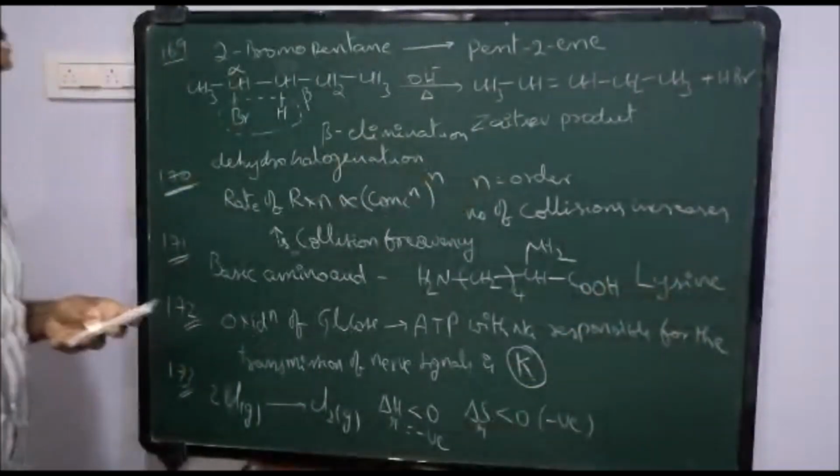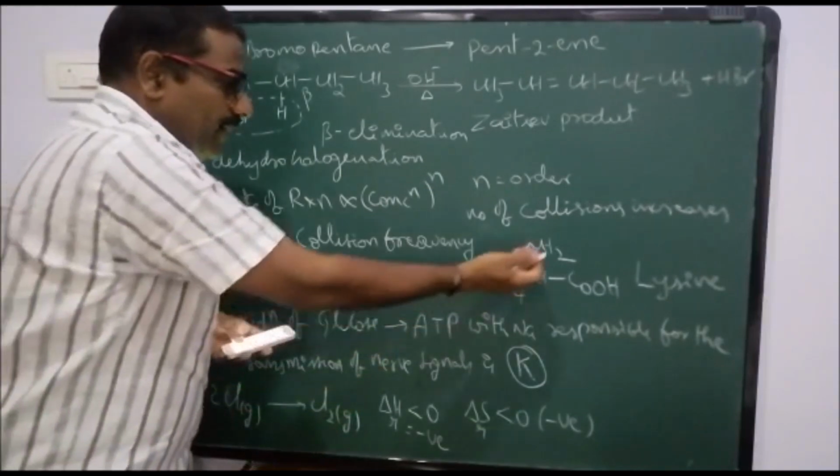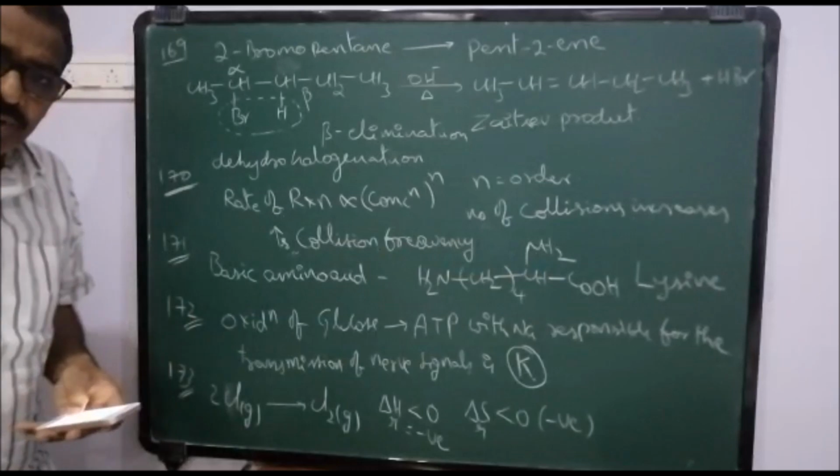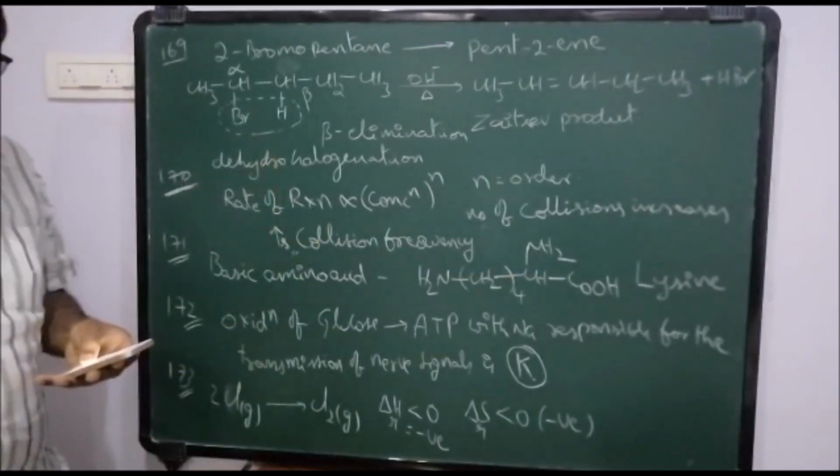Lysine. For lysine, you have two primary amine groups, so as the number of amine groups is more than that of carboxylic acid groups, it is considered to be a basic amino acid.